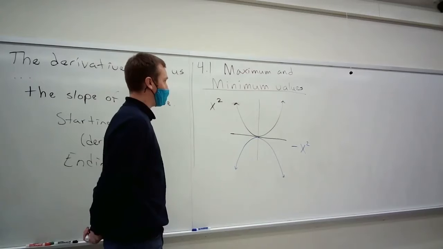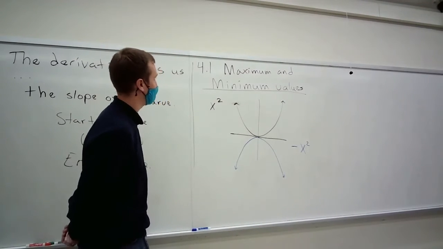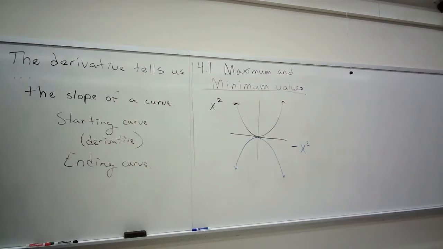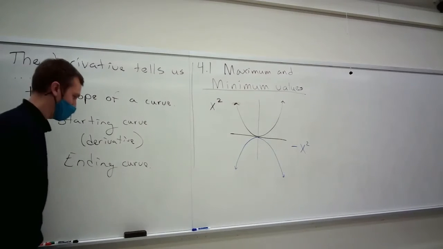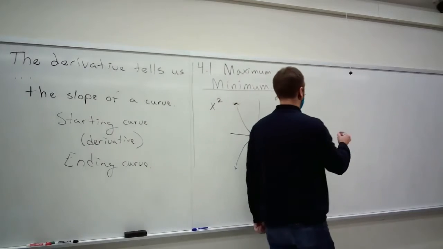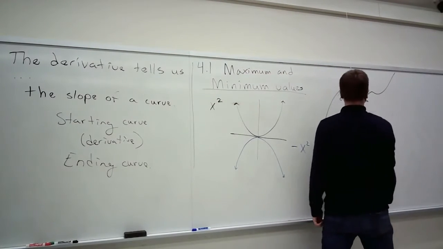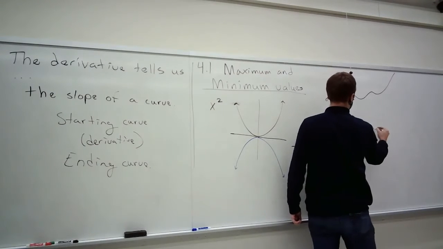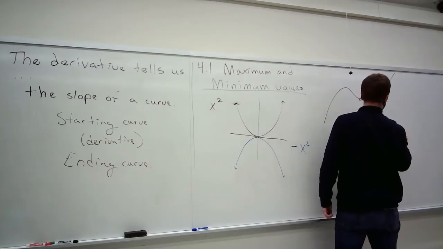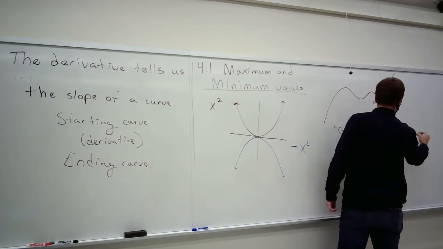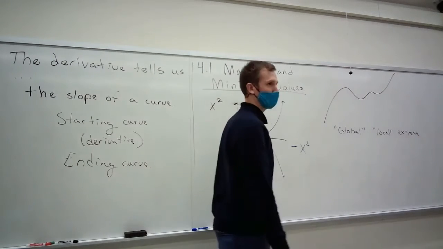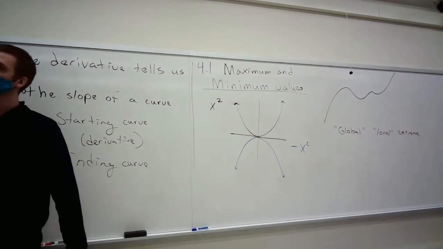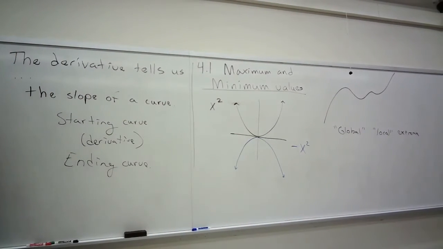If I gave you any old function, I guess the question today is how can we use the derivative to find a maximum value or a minimum value within that function? This should harken back to pre-calculus when you're given some random curve and you're asked to find these things called global and local extrema. Does that ring a bell at all? Global, local, extrema, etc. No, not at all. Okay, well, we're going to get into that today. So if the answer is no, that's fine.